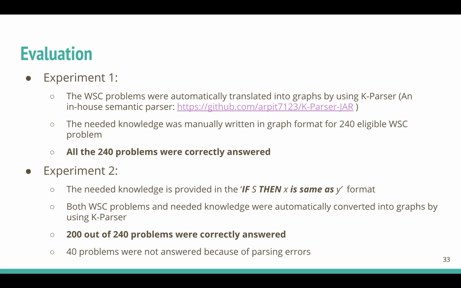In the second experiment, the needed knowledge was not manually written, but it was provided as if s then x is same as y format. Both Winograd Schema challenge problems and the needed knowledge were automatically converted into graphs by using K-parser. 200 out of 240 problems were correctly answered. The 40 problems were not answered because of parsing errors.